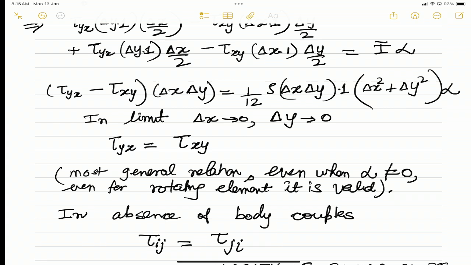Any doubt? That is 1 by 12, right? Yeah, it's 1 by 12. ml square by 12, whatever. Actually, that 12 doesn't make a difference, but it's 1 by 12. I hope I'm right. I'm not sure.